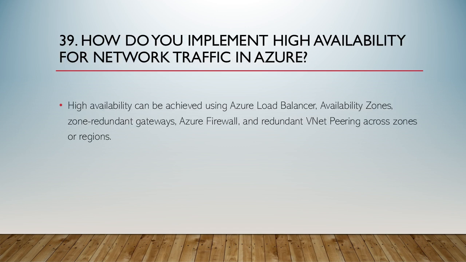39. How do you implement high availability for network traffic in Azure? High availability can be achieved using Azure Load Balancer, availability zones, zone redundant gateways, Azure Firewall, and redundant net peering across zones or regions.